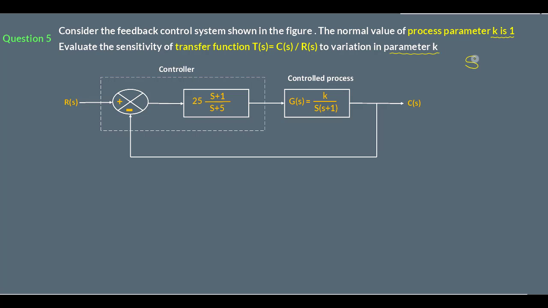So what we have to find? We have to find the sensitivity of transfer function T with respect to K. This is what we have to find. Now the only change in this question is that we have not directly given the transfer function. We have given a block diagram of a unity feedback system, and we first need to find the transfer function from this given block diagram. Let us find the solution for this question.